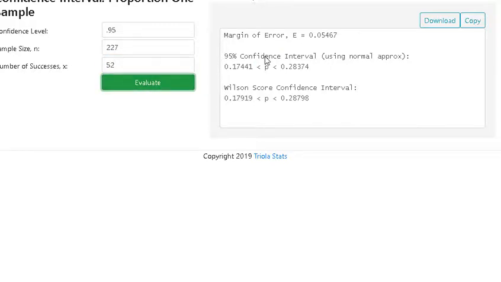So let's take note of a couple things. Our margin of error E is about 0.0547. And our confidence interval itself is 0.1744, I'll call it 0.174, is less than p, is less than 0.284.